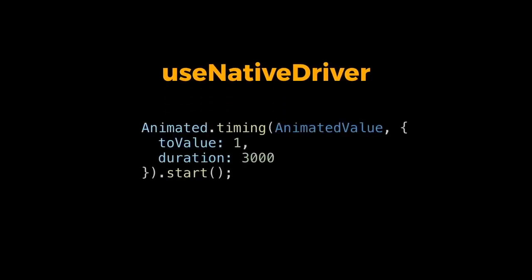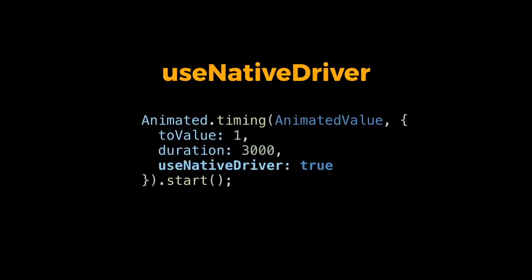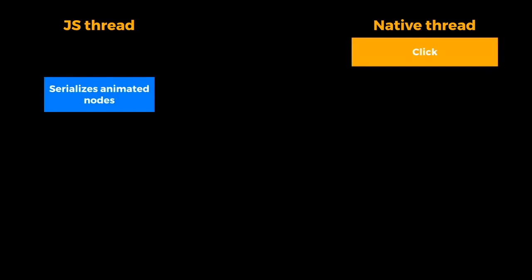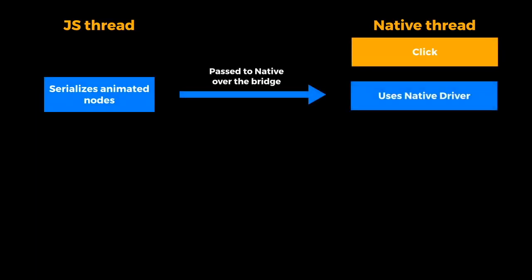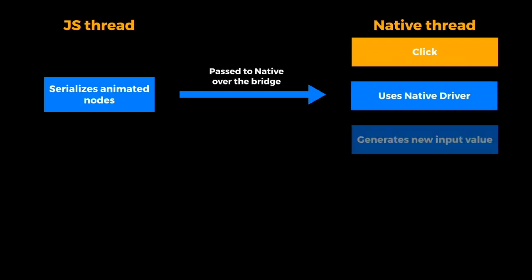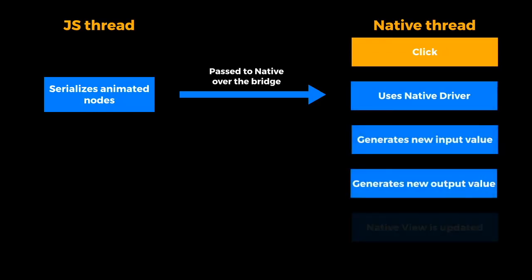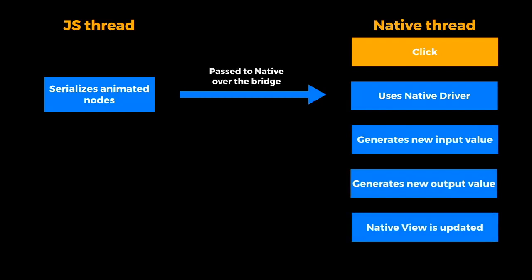React Native in the month of February launched another API called useNativeDriver, which is very simple to use. You just need to add another value in this object, useNativeDriver: true. What it actually does is move most of the work to the native thread. So when the click happens, it serializes the node and passes it to the native thread directly. And here it uses the native driver, which is separate for iOS and Android, and it generates a new input value, generates a new output value based on that, and the native view is updated. So as you can see here, most of the work has been transferred.